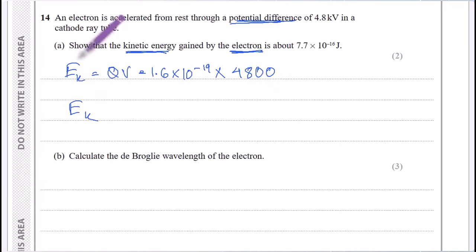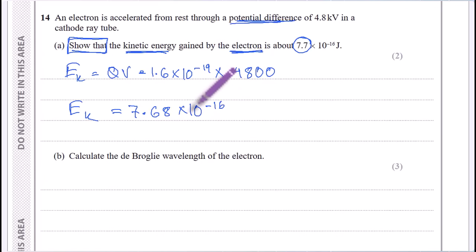So one more thing, this is a show that question, and for all show that questions, the rule mandated by Pearson is you have to give your answer to one significant figure higher than the show that value. So since the show that value is in 2SF, you have to give your answer at least in 3SF. So the value that I got is 7.68 times 10 to the power minus 16.